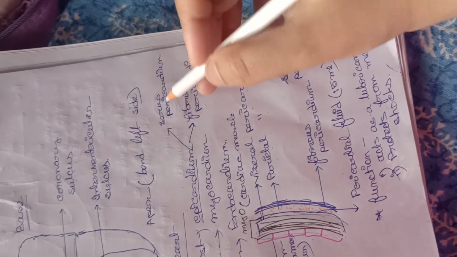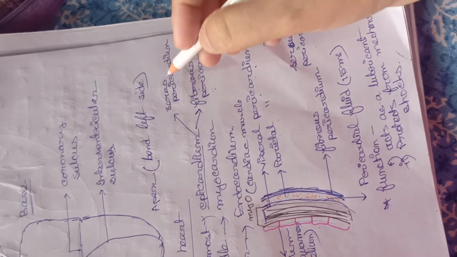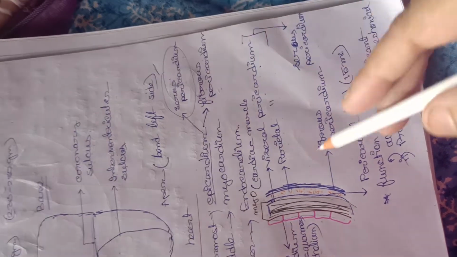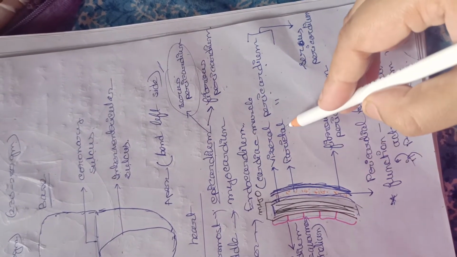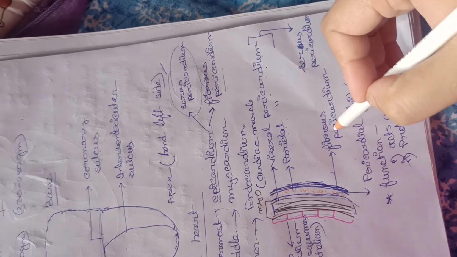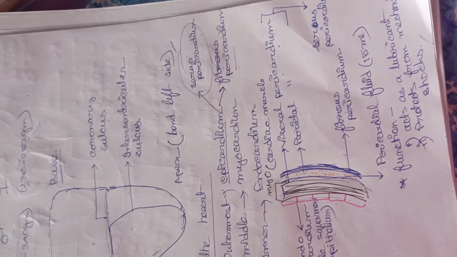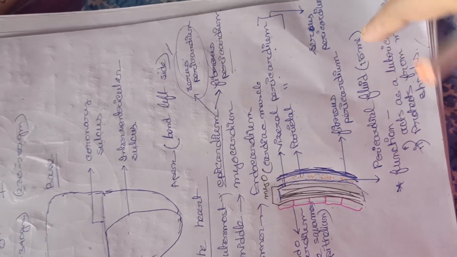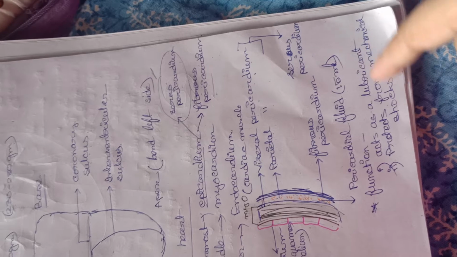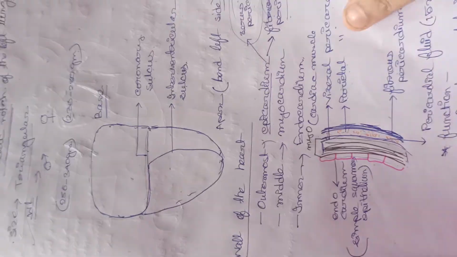I told you, in the epicardium again there are two membranes, serous pericardium and fibrous pericardium. In the serous pericardium there are two membranes, visceral pericardium and parietal pericardium, and outside this is the fibrous pericardium. Clear? And inside, between the visceral and the parietal, there is a fluid. We call this fluid the pericardial fluid. It is 15 ml. What is the function? It acts as a lubricant and protects from mechanical shocks. So this is the structure of the wall of the heart.